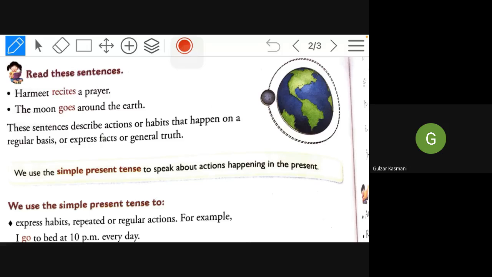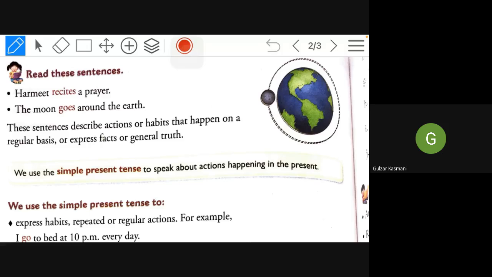Yes, sir. Same question, beta. Try to speak at least. If you are wrong, no problem. Sir, what is the question? The question is, there are three things included in the simple present tense. Which are those three things?